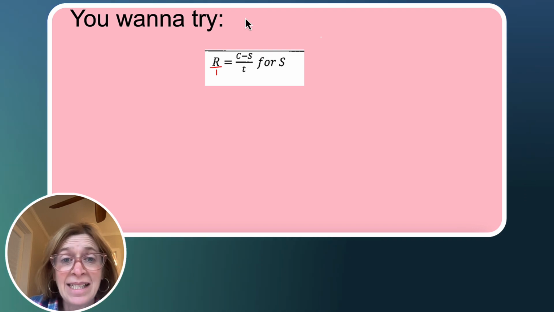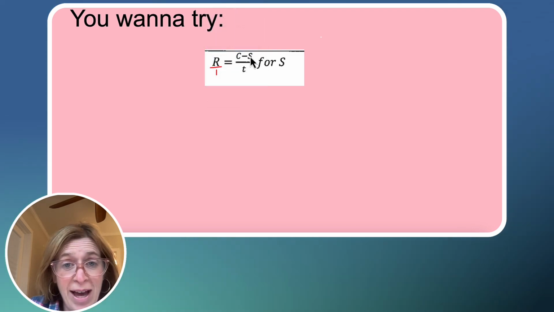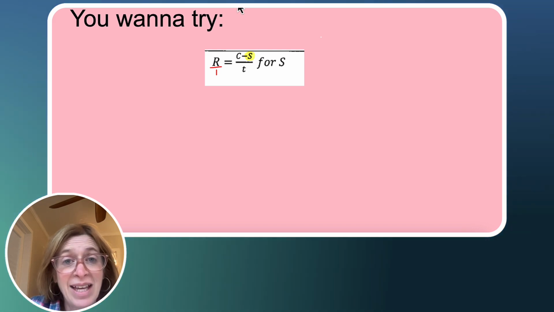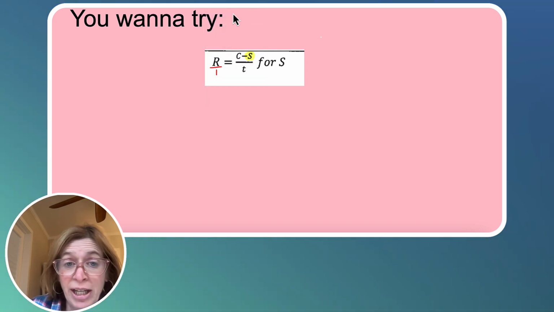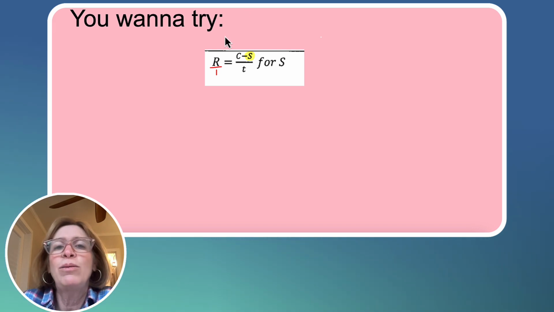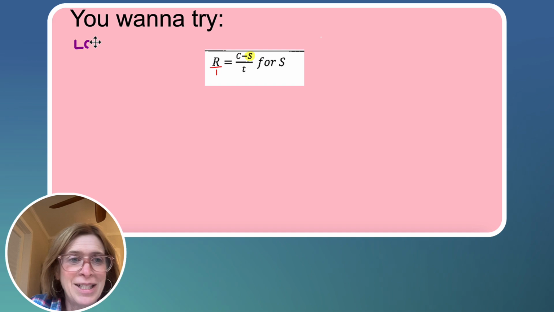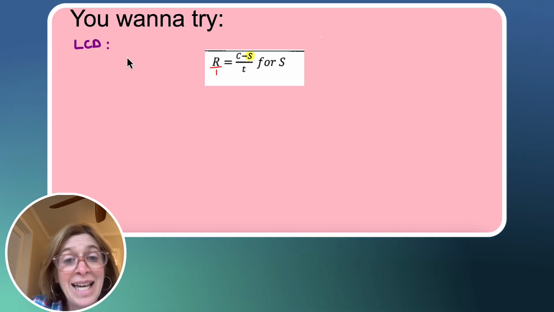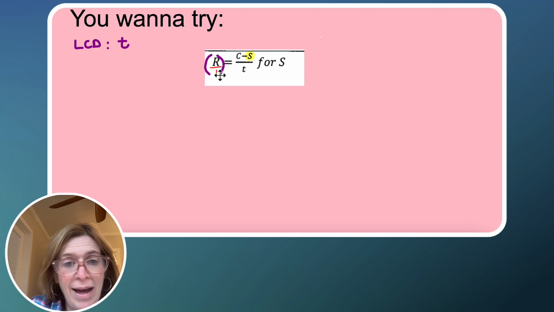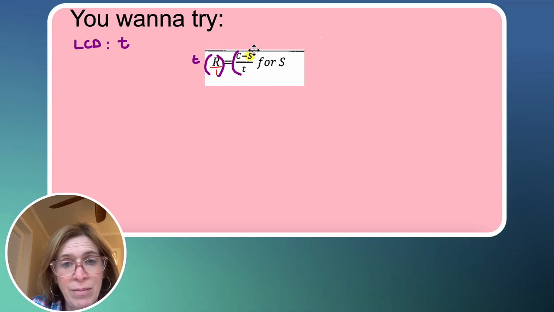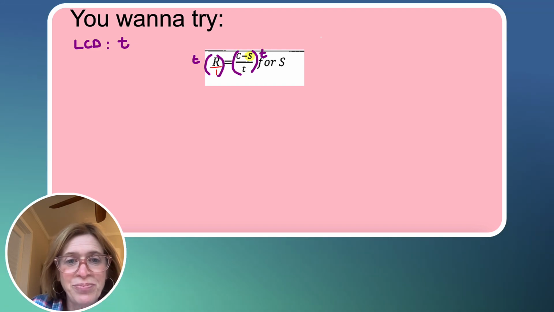So in this case, you have to isolate that s. We have to get s alone, okay? So that means we have to get rid of everything else. So it's a fraction, so we would clear fractions. So this is just a little bit harder than the last one. So we have to multiply by the lowest common denominator. Now, in this case, the lowest common denominator is that t. So we're going to multiply both sides by t, okay?